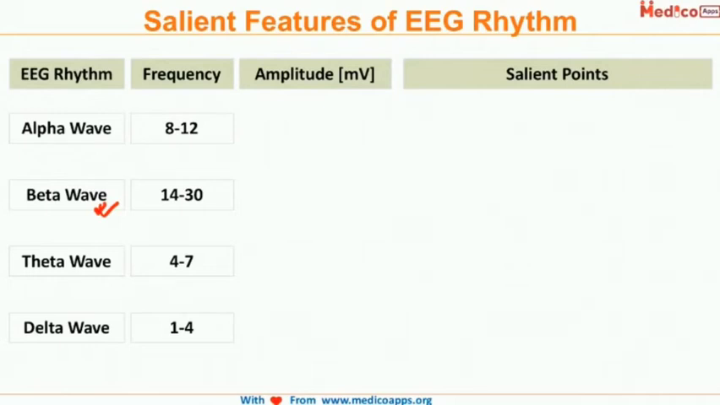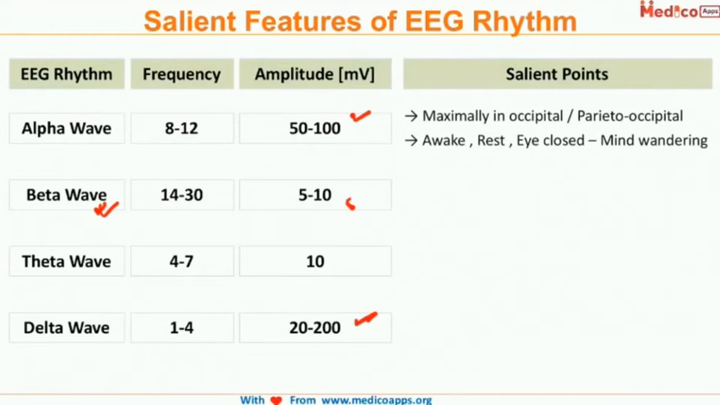Then when we come to amplitude, the amplitude of alpha wave is 50 to 100, beta is 5 to 10, theta is 10 and delta is the highest amplitude wave, 20 to 200. So, this is the highest amplitude, this is the second highest, and these two are similar. So, this is in terms of amplitude. Let us look at the salient features.